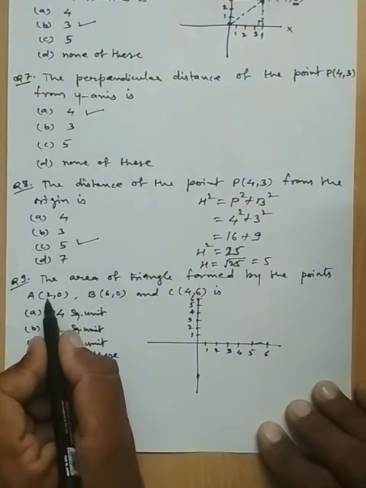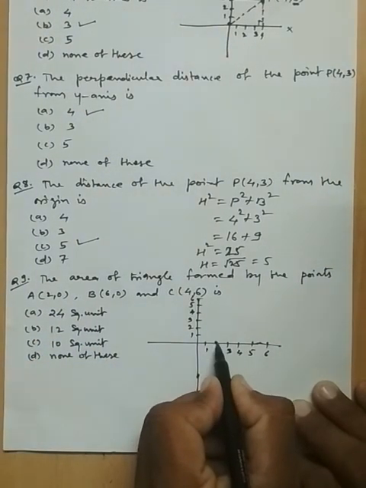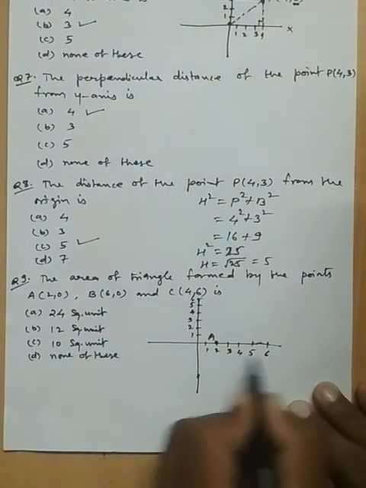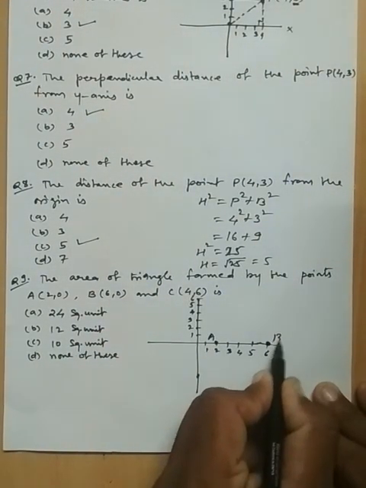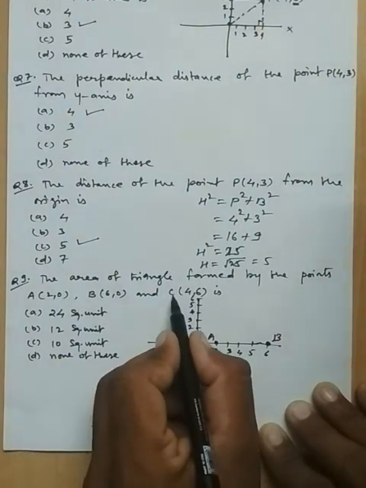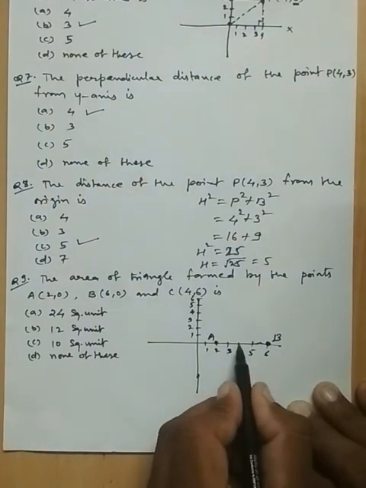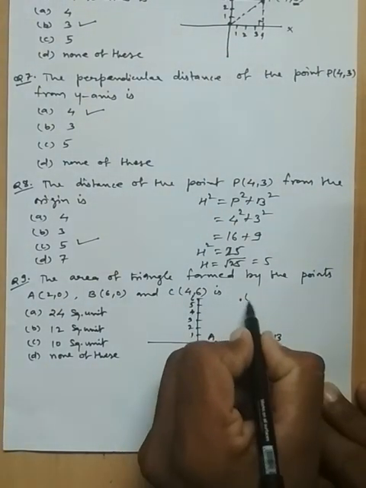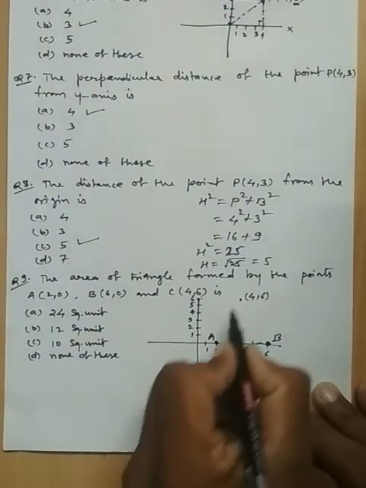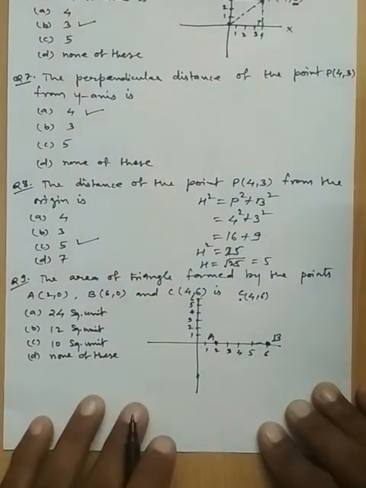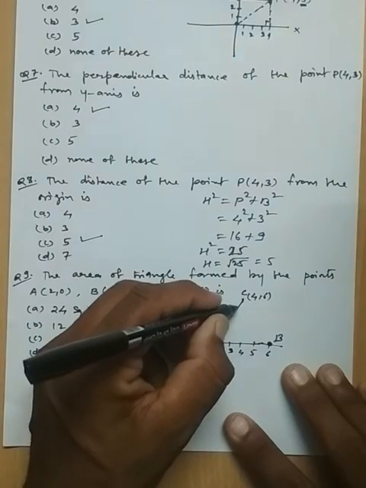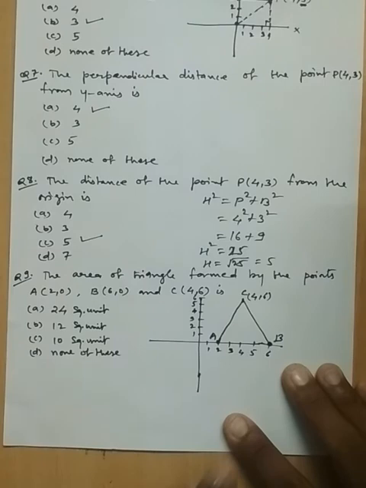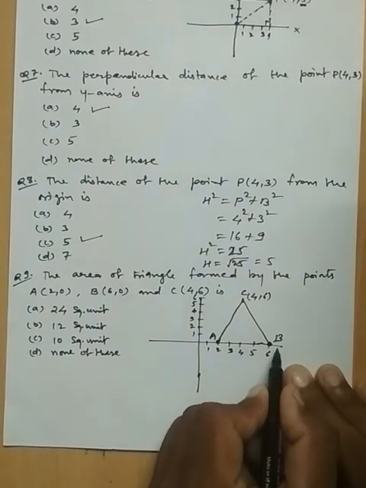First, plot the point (2, 0) on this side. This is point A. Again (6, 0) is here, the point B. Next, point C is (4, 6): this is 4 units and 6 units, and this is point C. Join the points AC and BC, and AB is also joined.